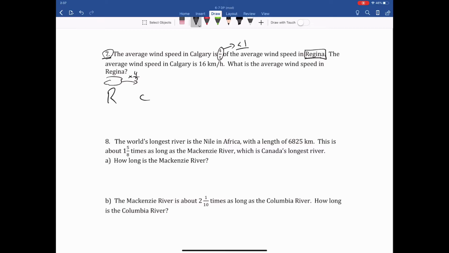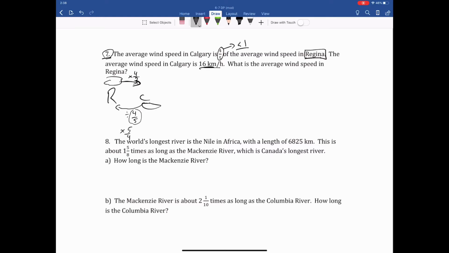Now if I want to go the opposite way, from Calgary to Regina, I know the wind speed in Calgary, which in this case I do, and I want to go the opposite way, it's going to be the opposite operation. If I'm going this way and multiplying by the fraction, the opposite way I'm going to have to divide by the same fraction, by 4/5. And you'll notice that this is the number that I'm going to flip. So this is going to be times 5/4.